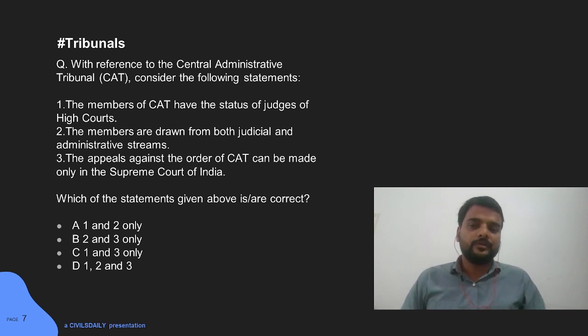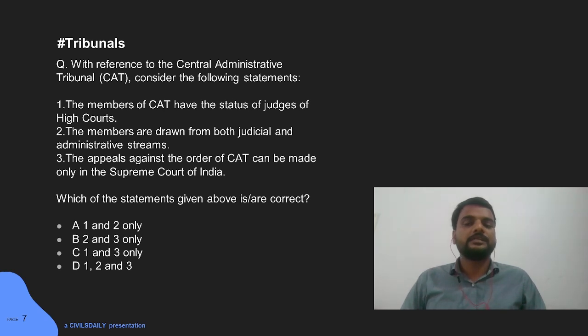Let's take another question on tribunals. With reference to central administrative tribunals, consider the following statements. Here the fact you have to know is that under 323A and 323B: under 323A, the center can create administrative tribunals both for center and states. Center means here the Parliament. But under 323B, the state legislature also has the power to create tribunals other than administrative tribunals. This is the fact we are supposed to know.